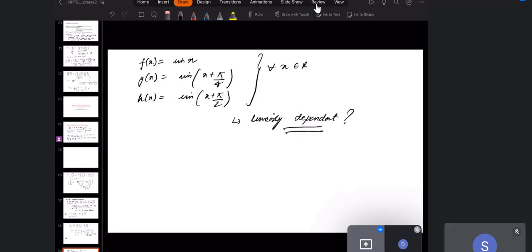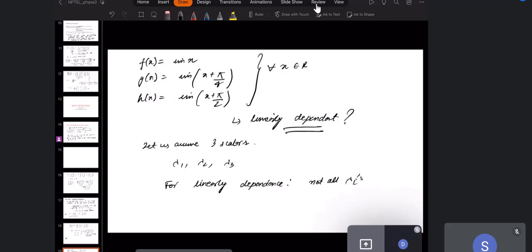We'll use a similar approach. Let us assume that we have three scalars, lambda 1, lambda 2 and lambda 3. For linear dependence of these three functions, not all lambda i's will be equal to 0, and for linear independence, all lambda i's will be 0. So if we are able to prove that not all lambda i's are equal to 0, then we can say that these three functions are linearly dependent.